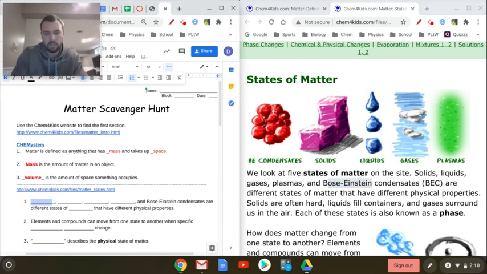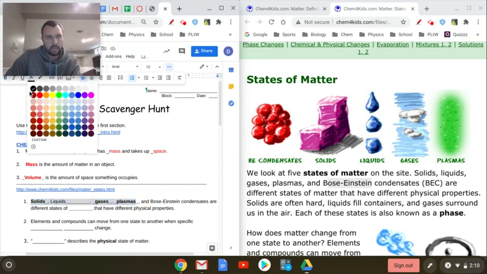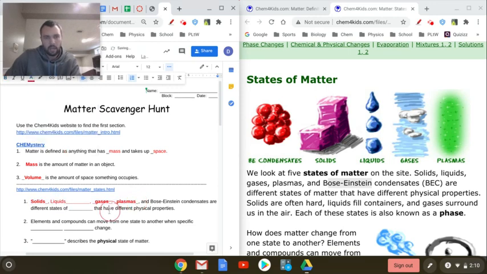Solids, liquids, gases, and plasmas. And I'm going to change all of this to red. All right, our different states of, let's see, our different states of matter. So I'm going to put that in here and change that to red.